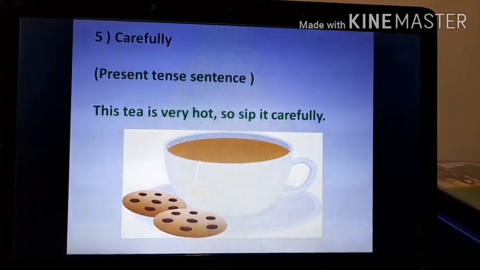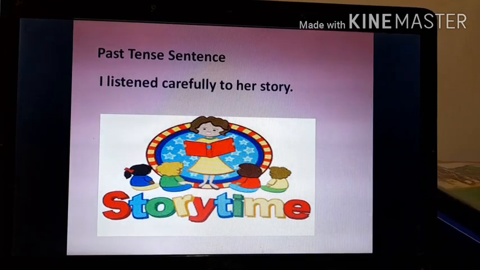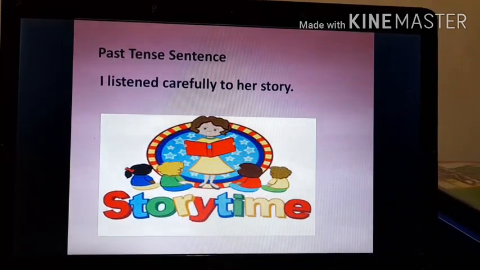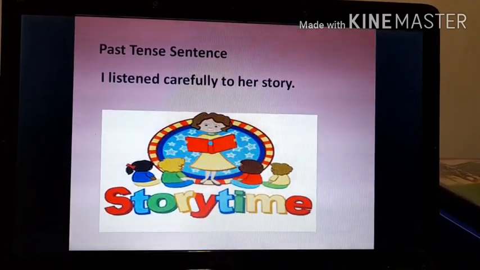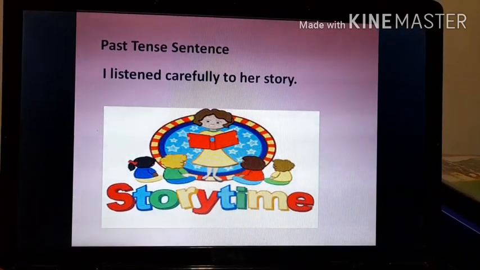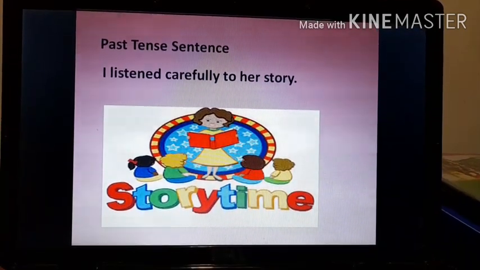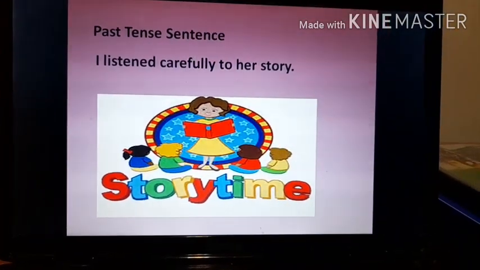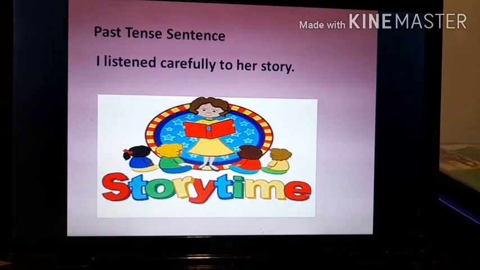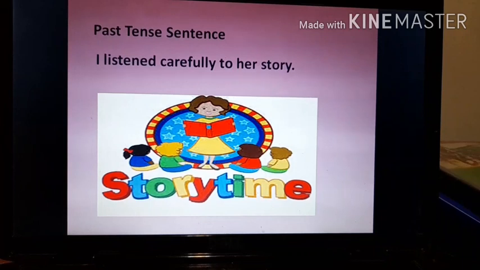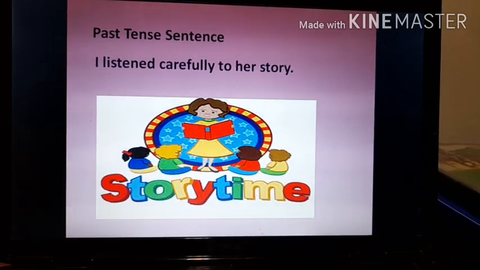Now come to the next part, that is a past tense sentence. I listened carefully to her story. You can see a girl is telling a story to some kids. So you can frame the sentence like, I listened carefully to her story.